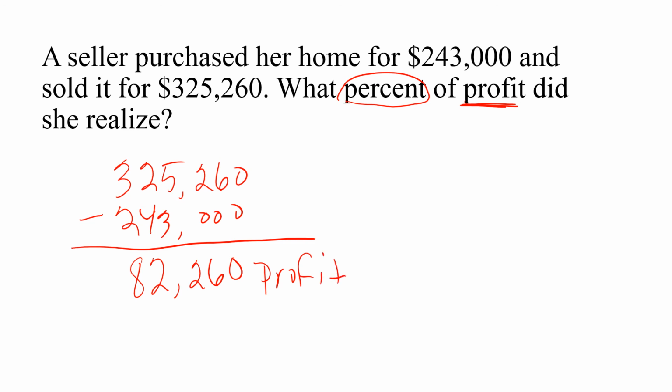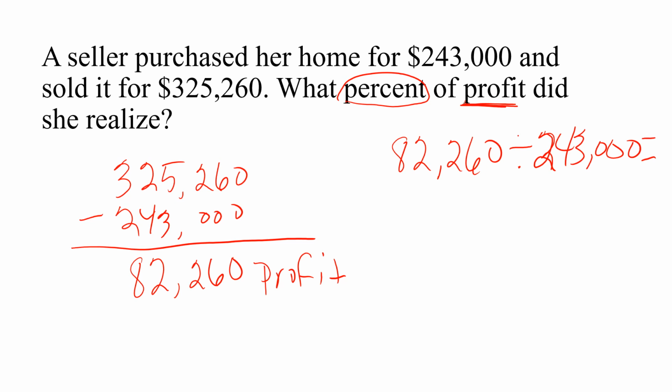So now what percent of profit did she realize? To determine this, we take the 82,260 and divide it by the amount that she purchased her home for, which is 243,000, and that equals 0.33852. Times 100 equals a percentage, and if we want to round this up, we're going to get 34%.